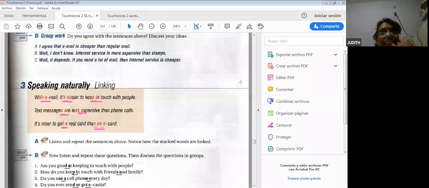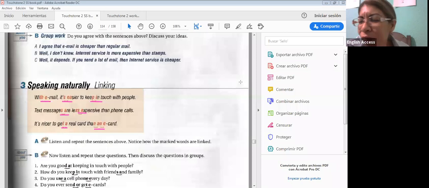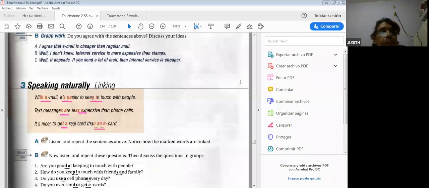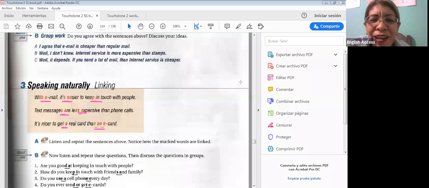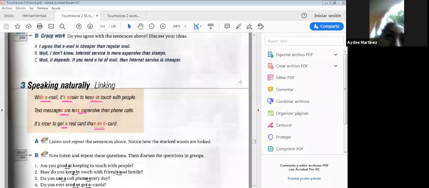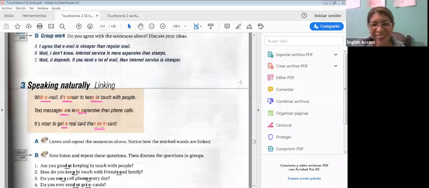Yes. Text messages are less expensive than phone calls. Excellent. It's nicer to get a real card than an e-card. And you see the difference?